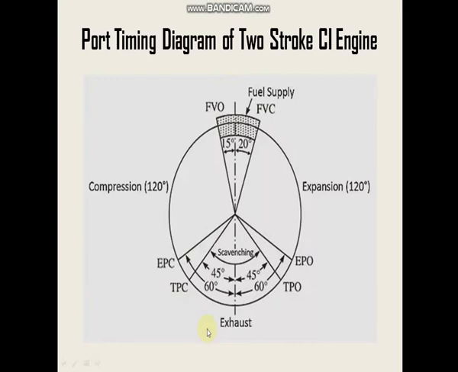This is what actually happens in the port timing diagram of a two-stroke CI engine. The first stroke is the upward stroke, and the second is the downward stroke. In the upward stroke, when the piston starts moving from the bottom dead center to the top dead center, first, after 45 degree ABDC, it covers the transfer port, and that's why it is known as TPC, transfer port close.